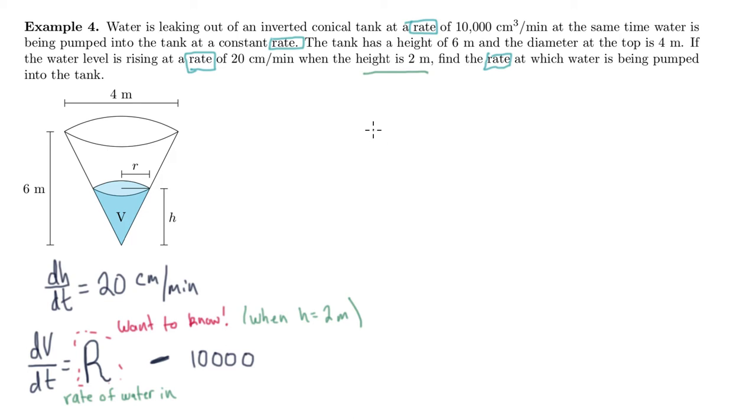Okay, so we need the volume of a cone. Well, if you don't remember, the volume of a cone is 1/3 the area of the base, so that's pi r squared, times the height. Okay, that's the volume of a cone. But notice that this relationship relates V, r, and h. We only want a relationship between V and h. So what's going on here?